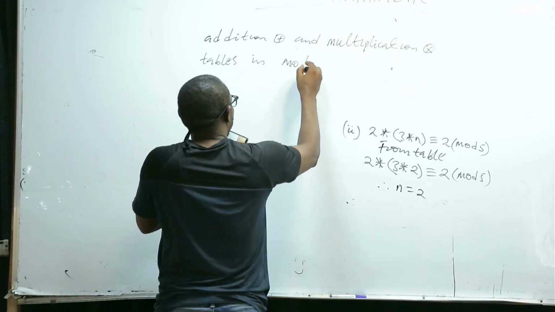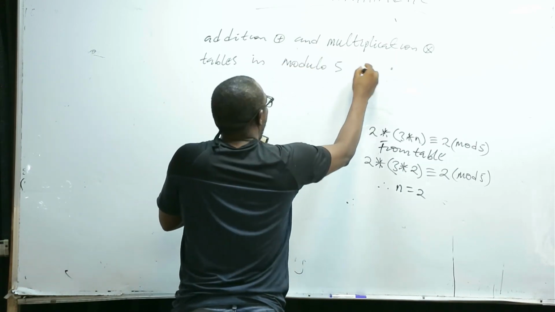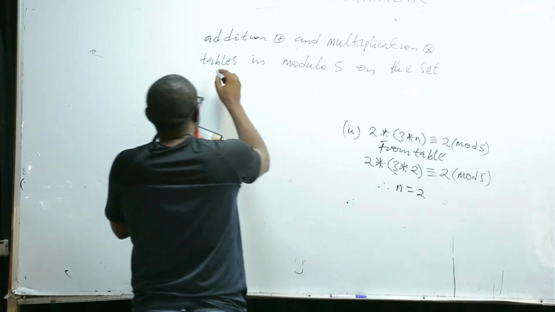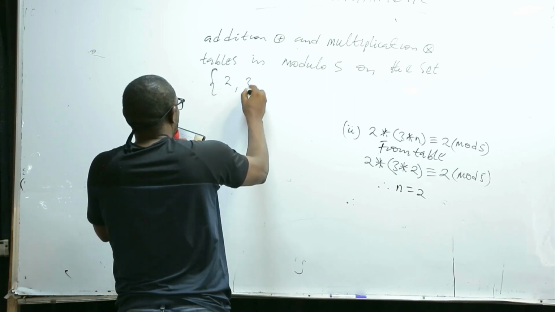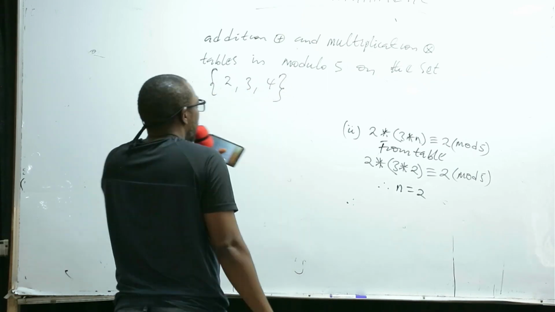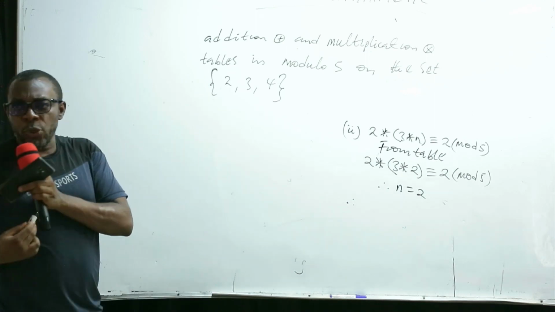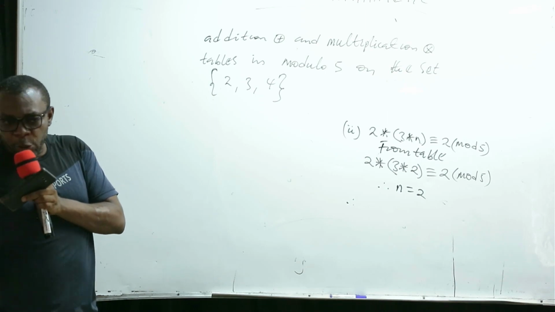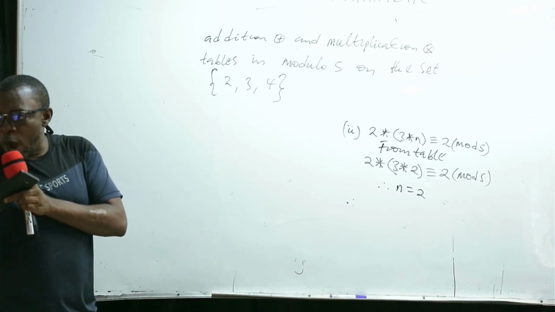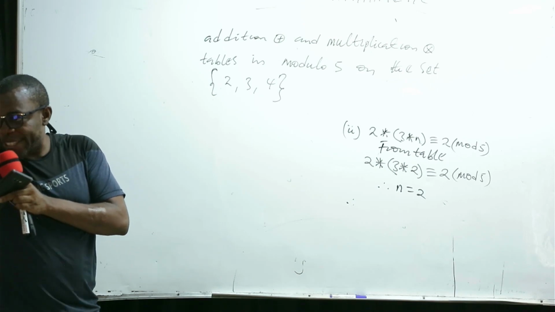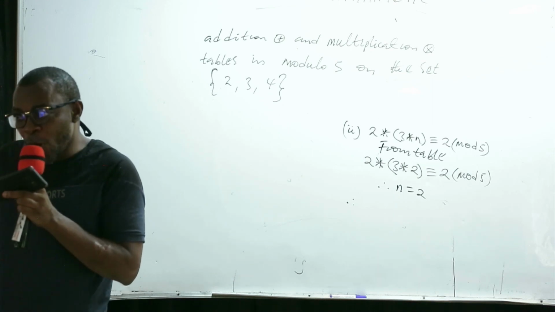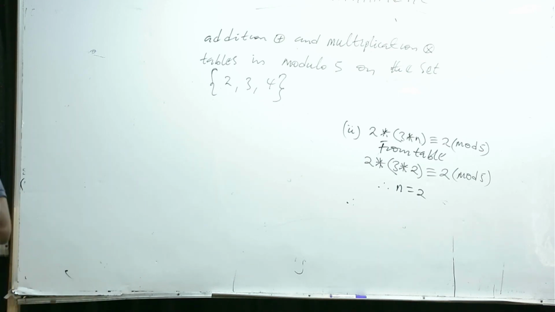In modulo 5, on the set {2, 3, 4}. Did you see? You saw that the previous question was on modulo 5, but the elements were what? 1, 2, what? My friend, you understand me? So when they give you elements, use those. Don't go outside that. Is it good? Good.